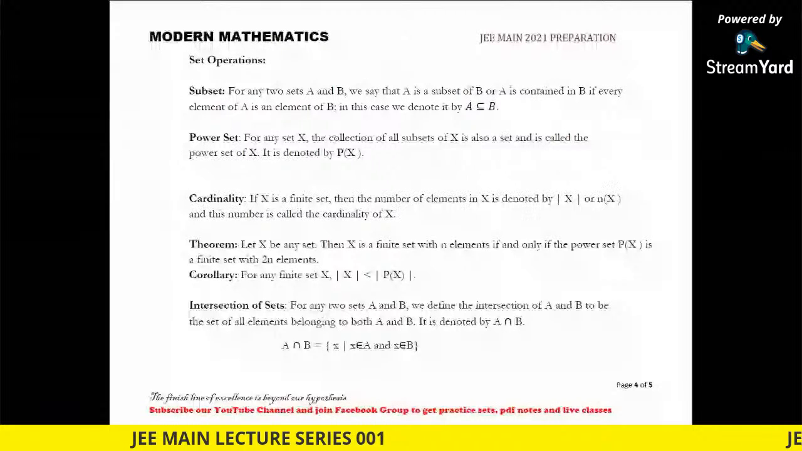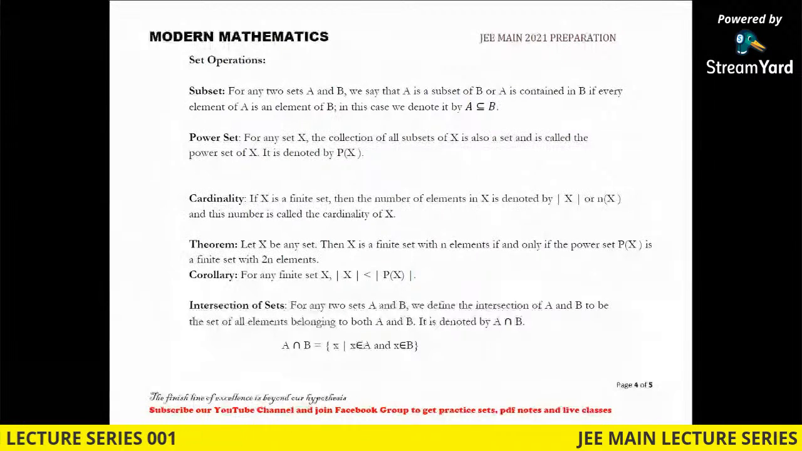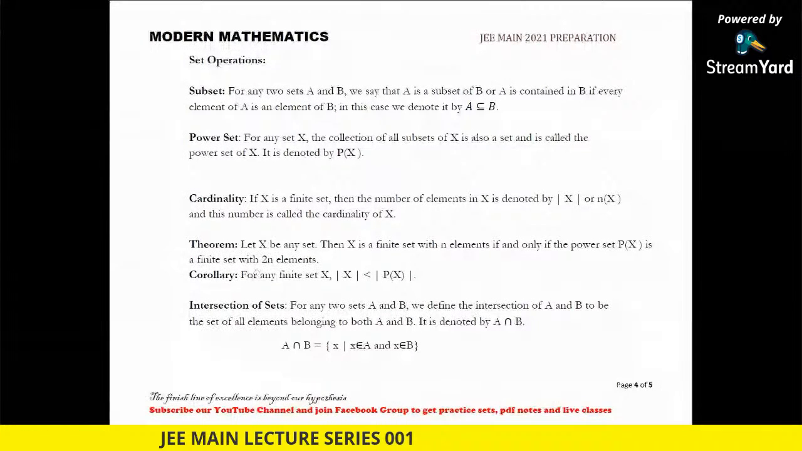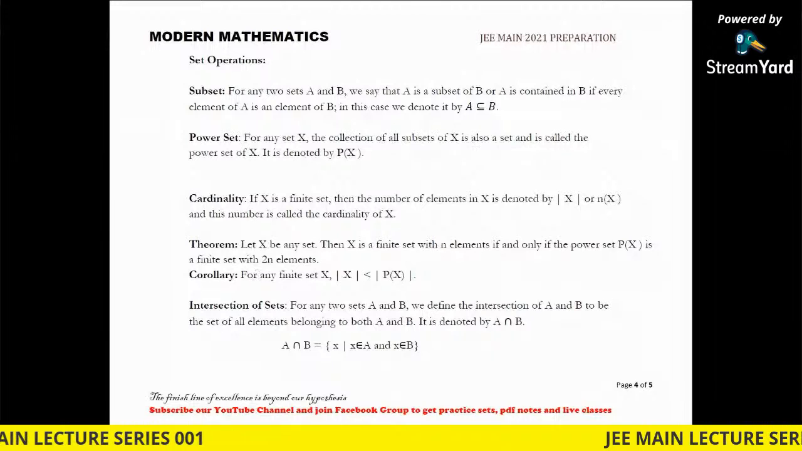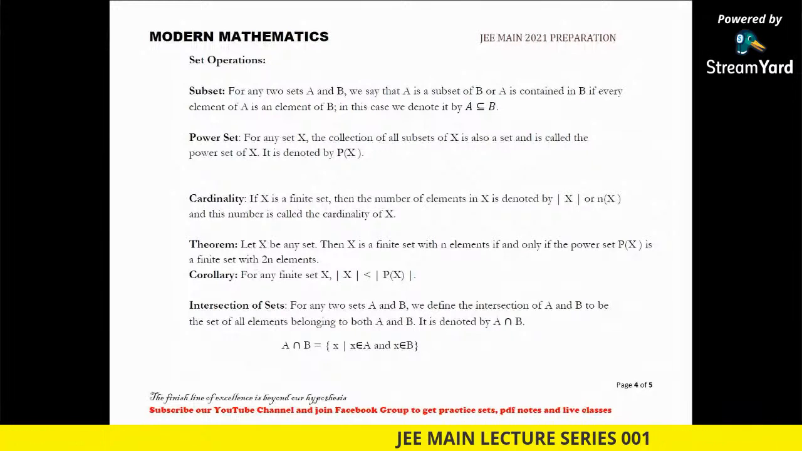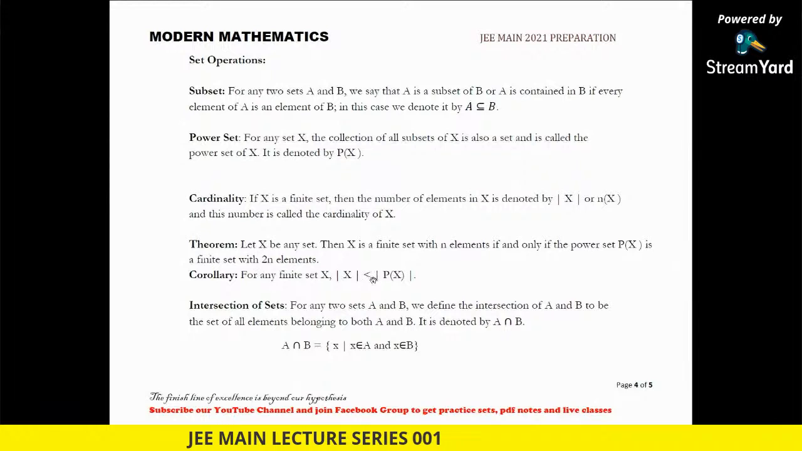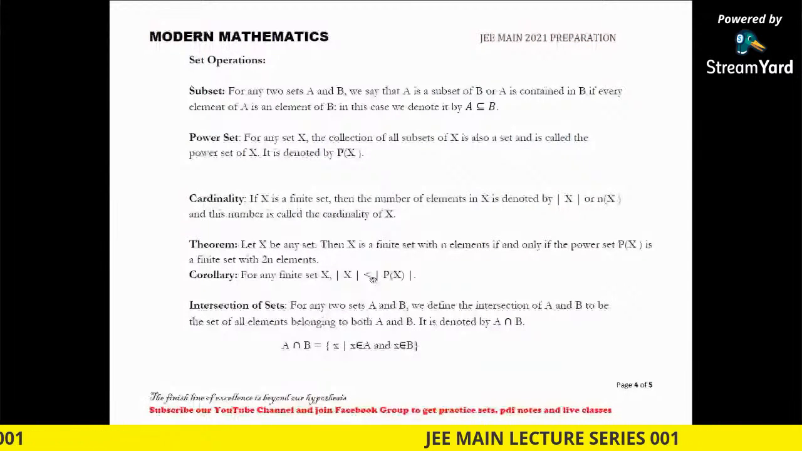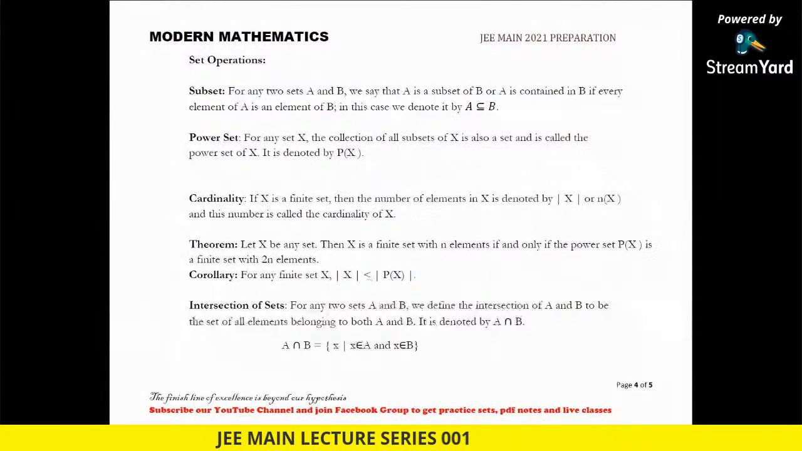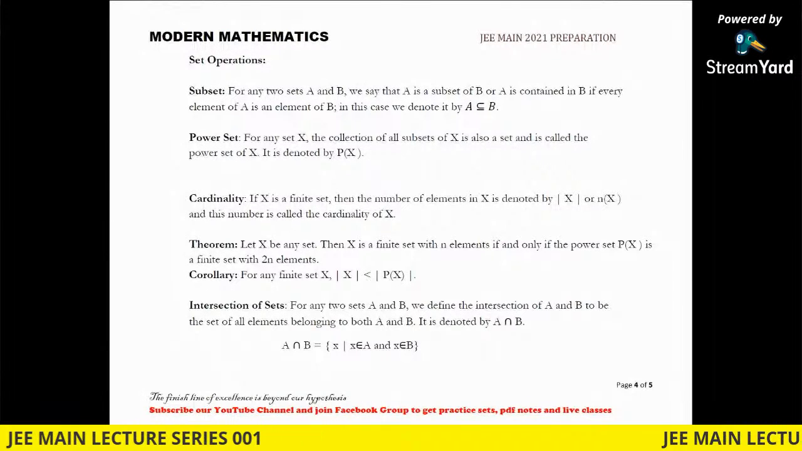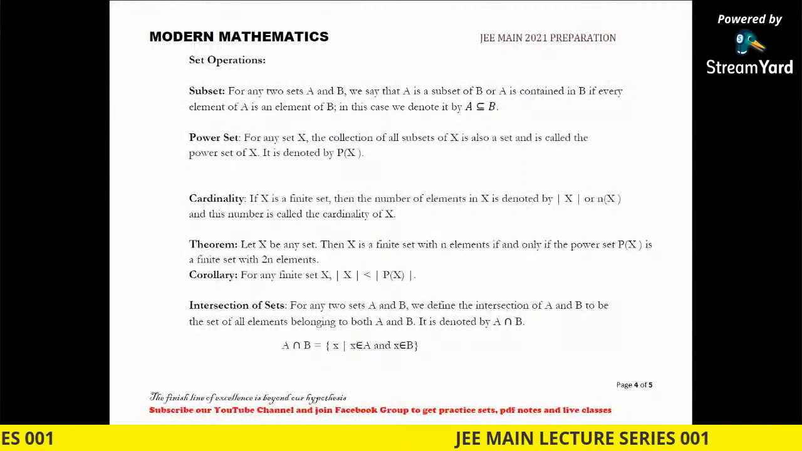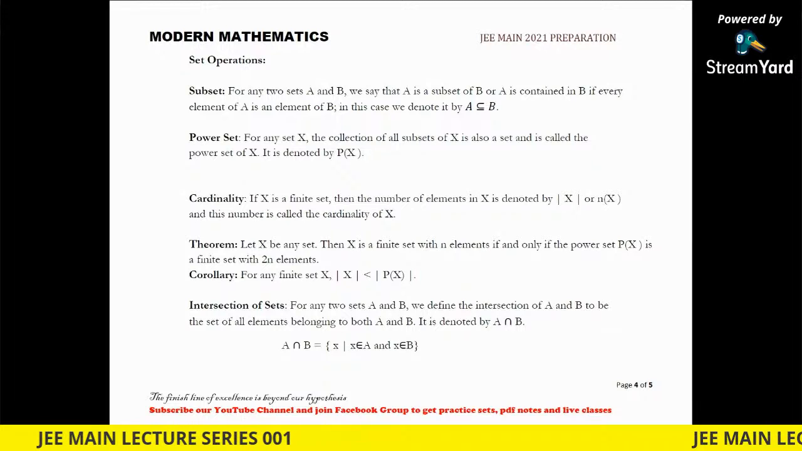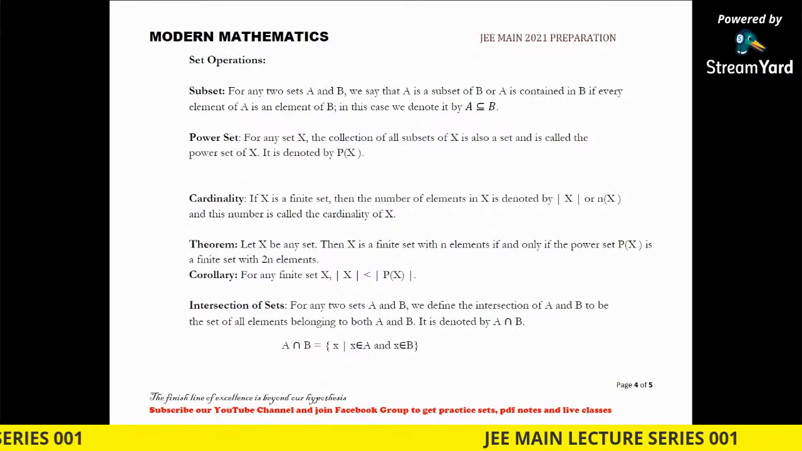Corollary, which is very important: for any set capital X, the cardinality of X is strictly less than the cardinality of the power set of X. Why strictly less than? You have to justify it, note it, and clear it. We have to find the answer to this why. This is an MCQ question.